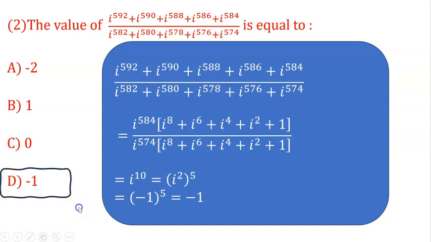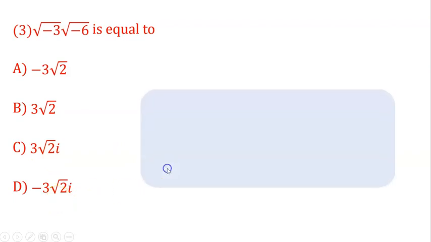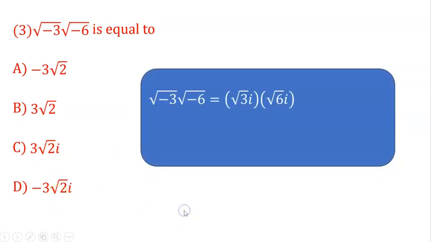Now next question. Root of minus 3 into root of minus 6 is equal to: first option, minus 3 root 2, 3 root 2, 3 root 2i, minus 3 root 2i. Okay, now we'll simplify this.